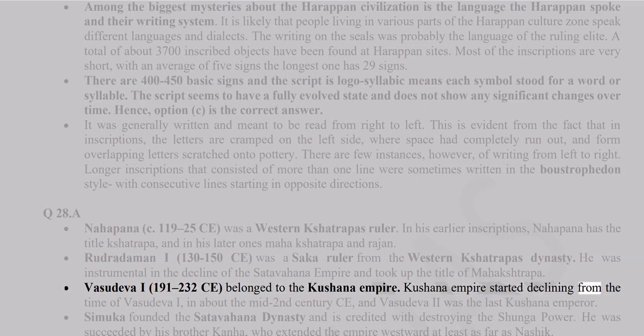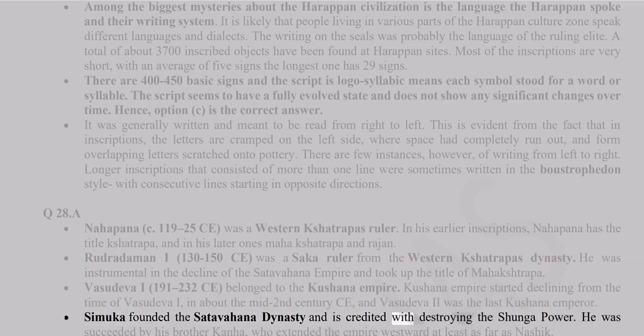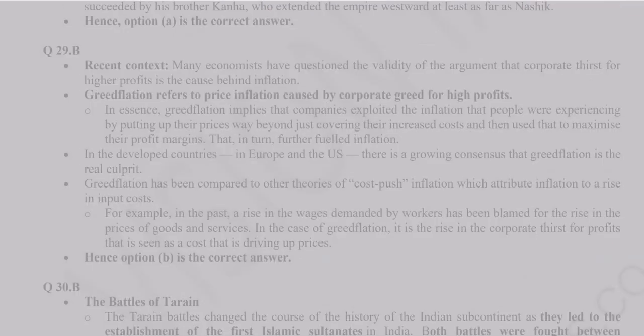The Kushana Empire started declining from the time of Vasudeva I, in about the mid-2nd century CE, and Vasudeva II was the last Kushana emperor. Simuka founded the Satavahana dynasty and is credited with destroying the Shunga power. He was succeeded by his brother Kanha, who extended the empire westward at least as far as Nashik. Hence, option A is the correct answer.